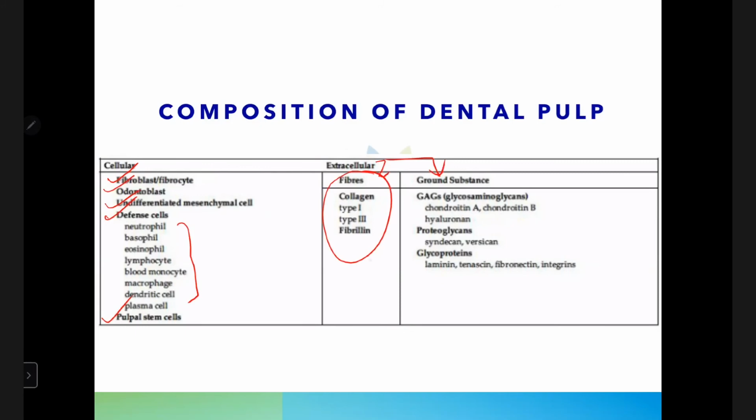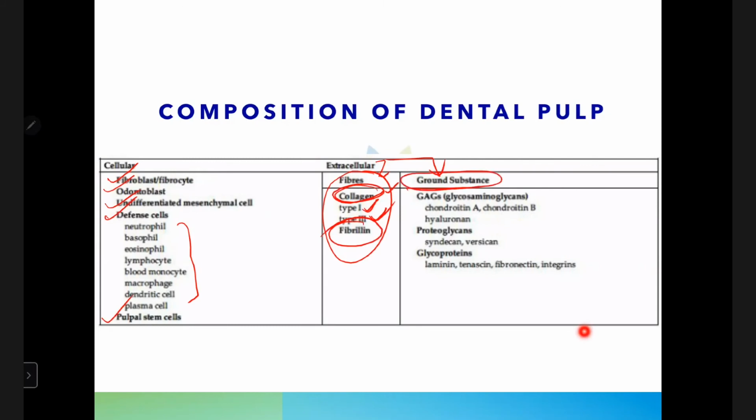In the fibers, we have learned that collagen fibers are mainly present. This includes type 1 collagen and type 3 collagen, and there is also fibrillin. The fine fibers that are present in the young pulp are called fibrillin, right? So we have collagen, we have fibrillin.